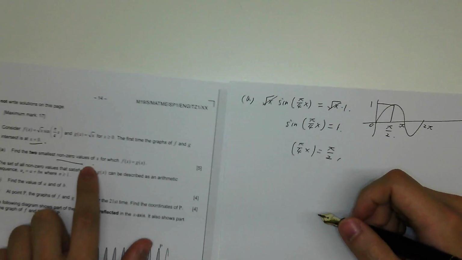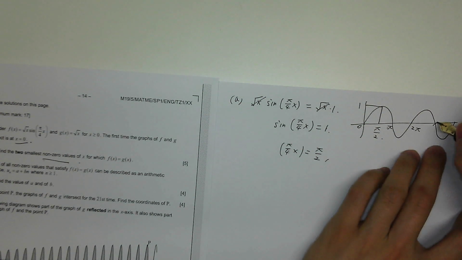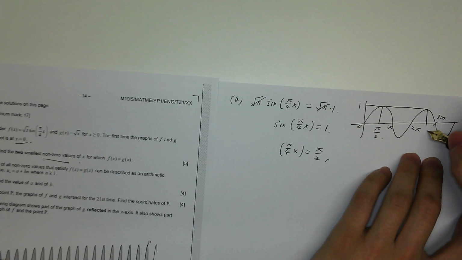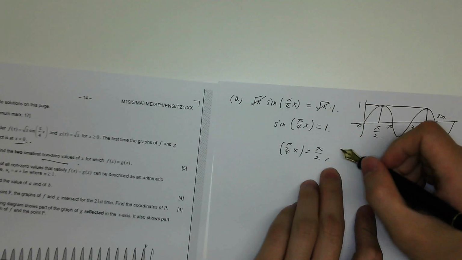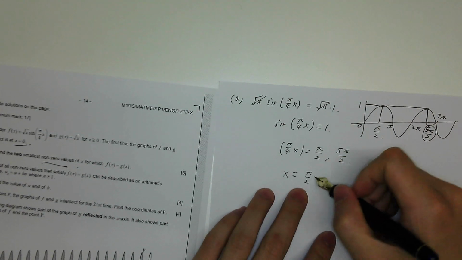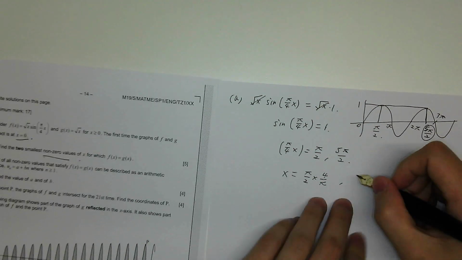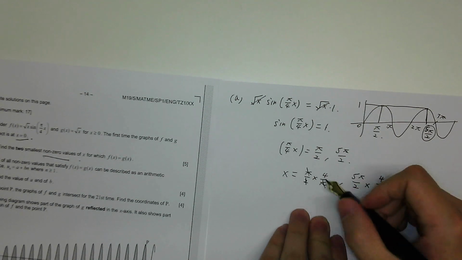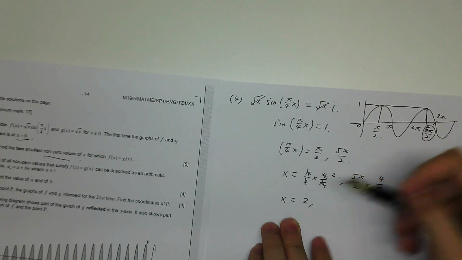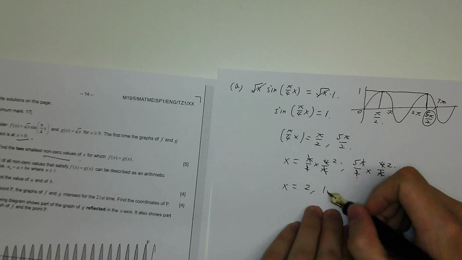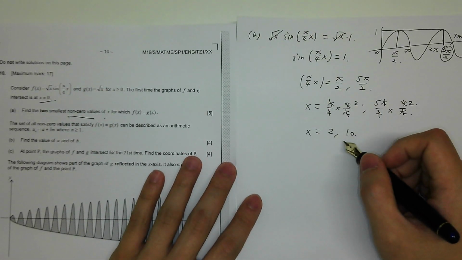But we have to find two x values, so we have to draw one more period here. So 2 pi and then 3 pi, which means the other intersection point is 2.5 pi, which is 5 pi over 2. So pi over 2 and 5 pi over 2. So x equals pi over 2 times 4 divided by pi, and also 5 pi over 2 times 4 over pi. Pi and pi cancel out. 2 times 2 equals 4, so x equals 2. And 2 times 5 equals 10. So these two are the non-zero values of x.